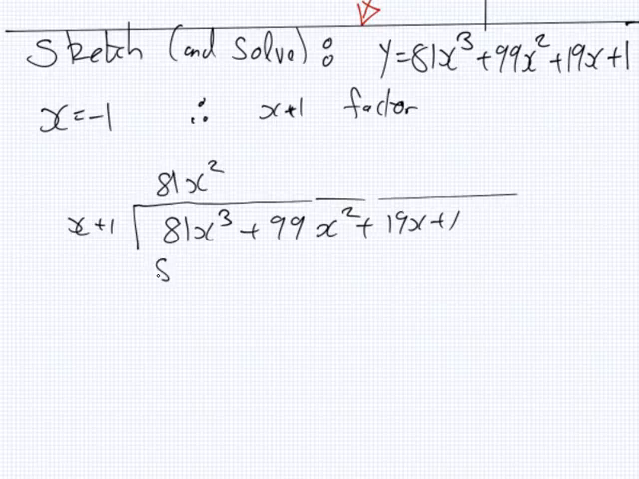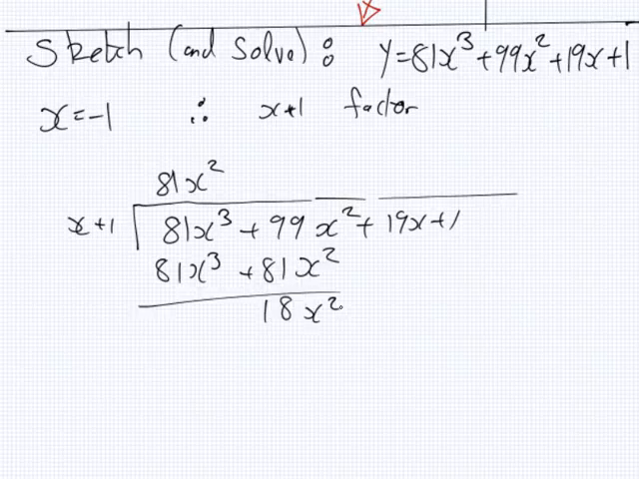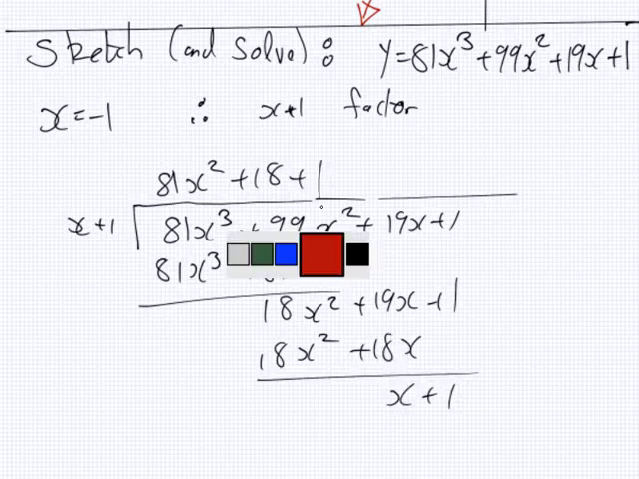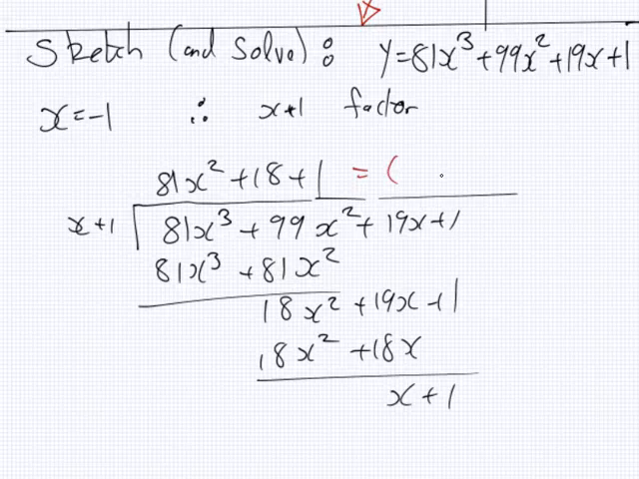81x cubed plus 81x squared. What does that leave me with? 18x squared, plus 19x plus 1. So this has to be plus 18x squared plus 18x. Okay, well that leaves me with x plus 1. So that's a plus 1. So it's 9x plus 1, 9x plus 1. Yes. So this one's a little bit more interesting because instead of having 2 here, you only have 1. So that changes the graph a little bit.